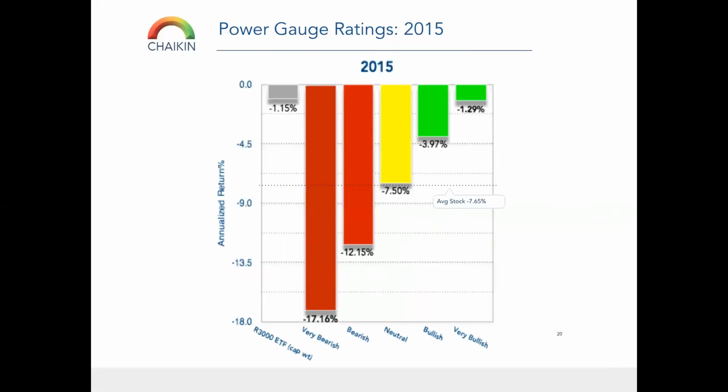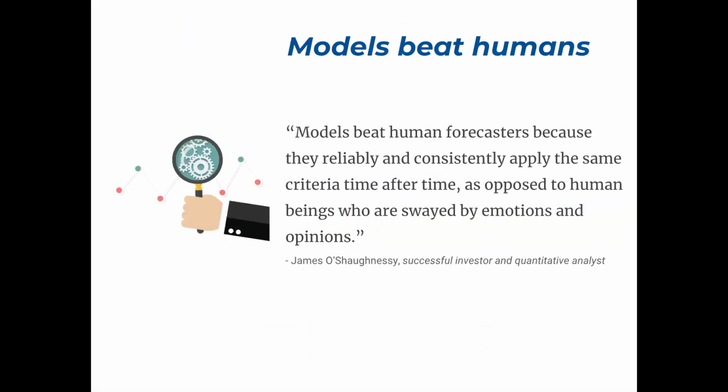2015 was a bit of a stealth bear market with an earnings recession. Our very bearish and bearish stocks massively underperformed the market. Russell 3000 was down a little over 1%. Our very bearish stocks were down over 17%. So simply by avoiding those very bearish stocks, you could have avoided the landmines that destroy your portfolio over time.